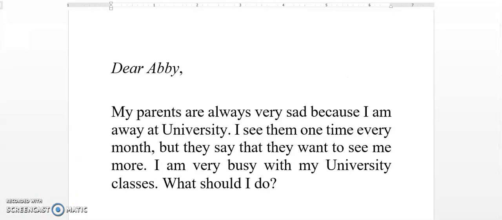So in here we are going to see a situation in which we have to give advice. Vamos a dar consejo a este pequeño problema sobre esta persona. So we have, dear Abby, my parents are always very sad because I am away at university. I see them one time every month, but they say that they want to see me more. I am very busy with my university classes. What should I do? Vamos a responder usando imperativo de consejo o también podemos usar should.